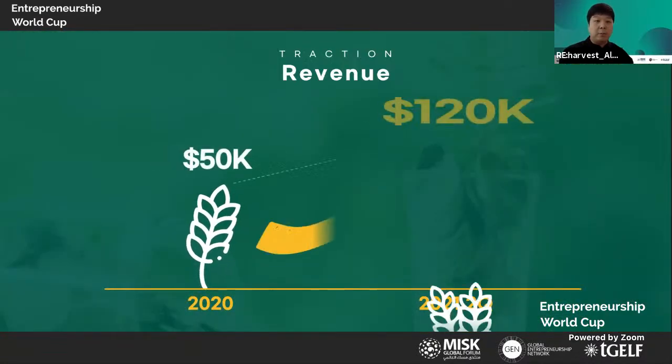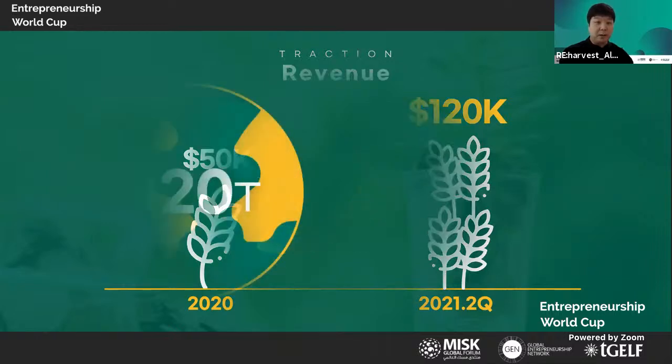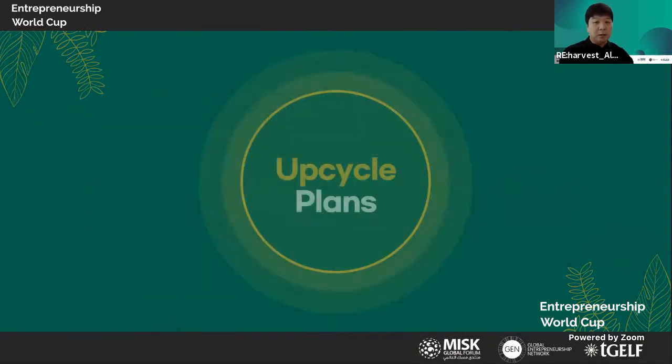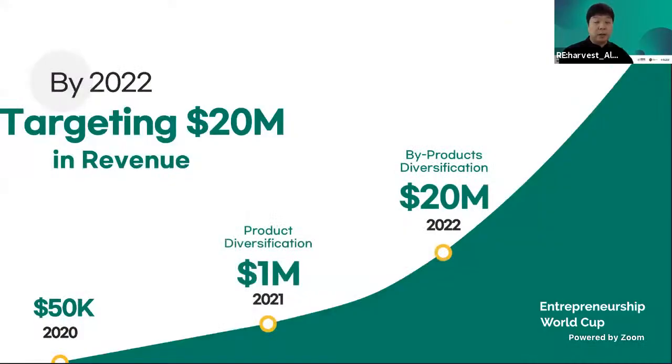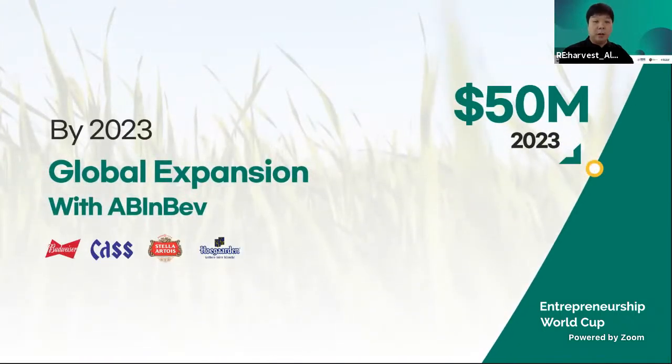In 2020, we recorded about $50,000 in revenue. And this year, as of the second quarter, we have surpassed last year's total revenue, and we are growing very, very fast. And up until now, we have upcycled about 120 tons of beer byproducts. We're currently focused on beer, but in the future, we're going to upcycle soju, makgeolli, sesame oil, and other byproducts as well. And by expanding the byproducts, we're going to target about $20 million in revenue by 2022. And in partnership with OB Beer, their mother company is AB InBev, which owns about 30% of the global beer market share. We're going to go global, and we're targeting $50 million in revenue by 2023.